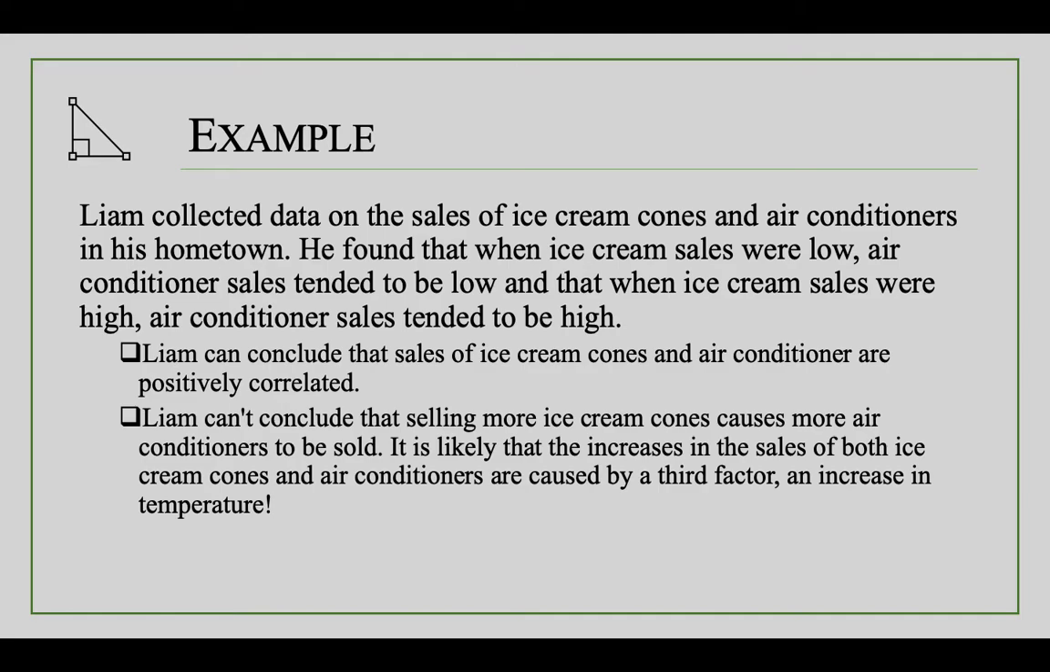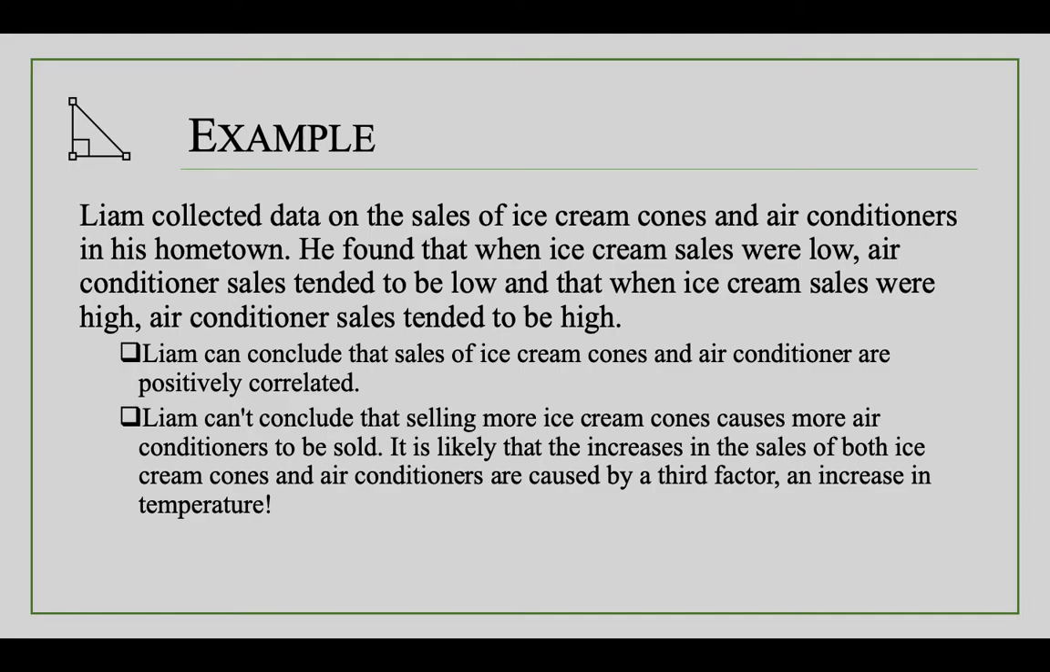Let's look at an example. Liam collected data on the sales of ice cream cones and air conditioners in his hometown. He found that when ice cream sales were low, air conditioner sales tended to be low, and that when ice cream sales were high, air conditioner sales tended to be high as well. So ice cream sales low, he saw that air conditioner sales were low. Ice cream sales high, air conditioner sales tended to be high.